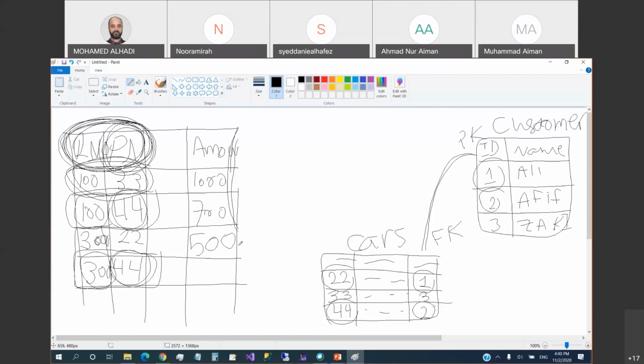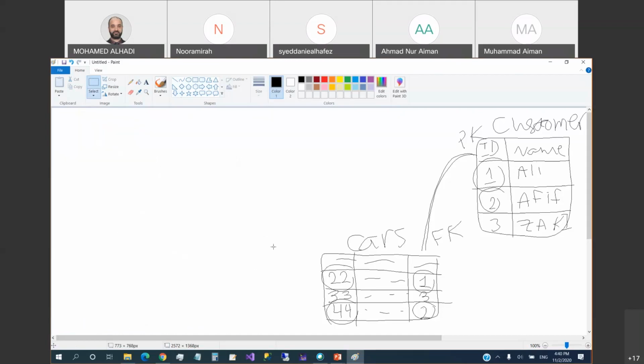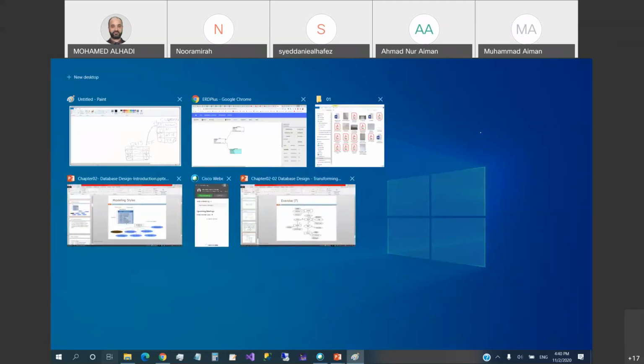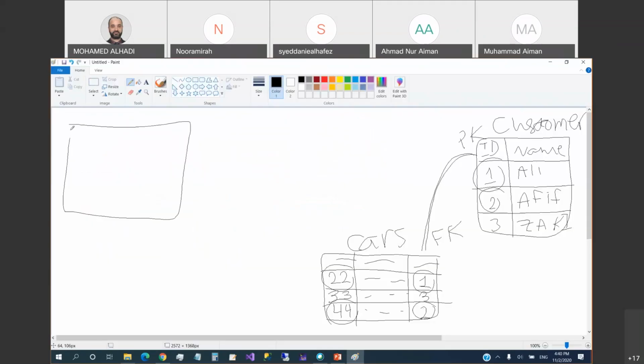The realistic design is to make it like this. The accident is supposed to be an entity, like this. So this one is the accident, and this one is the report number. Then the location, and the date.